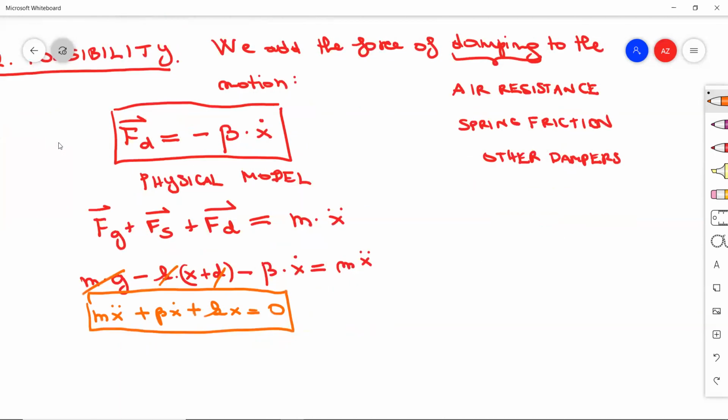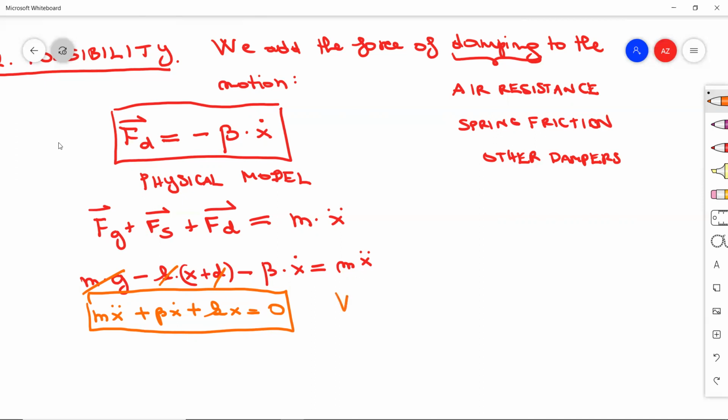So before we go into solving this differential equation, what do we expect? What kind of motion do we expect now? Before we had periodic motion with the same amplitude all the time, but what do we expect if we add this damping force? What will happen eventually? Yes, so we're expecting that the motion will stop in infinity. So the amplitude will be smaller and smaller, and the motion will stop.